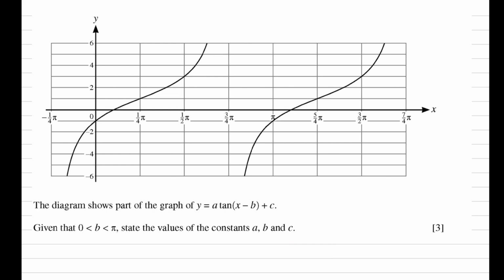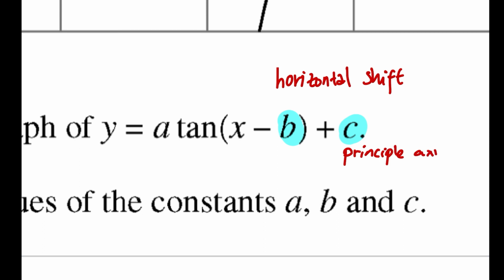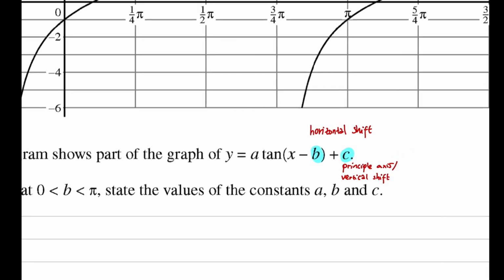So first thing first, let's look at the transformations. This is like x minus something. This something is the horizontal shift. The c is the principal axis, or the vertical shift, and a is not the amplitude. It just determines the shape of the tangent. It's very tricky how to find a. Let's see later, but let's find b and c first.